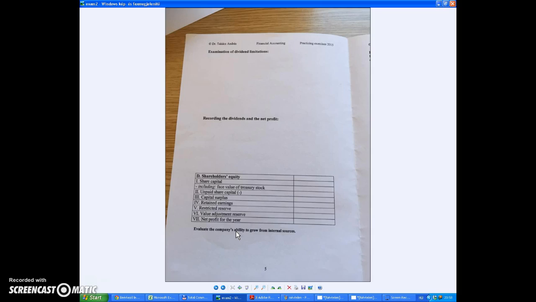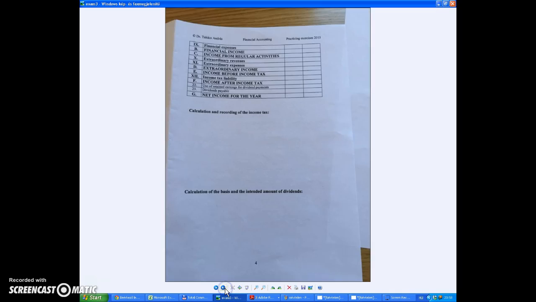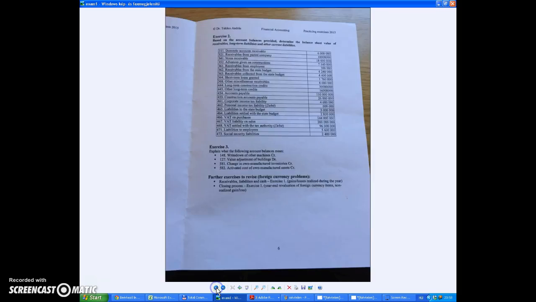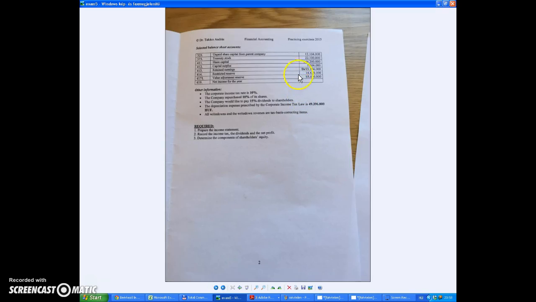We have to check the percentage of shareholders' equity to the total assets, and well, we don't actually know the total assets because we don't have balance sheet data. But we have to watch out for the company's ability to grow from internal resources. The company has negative retained earnings, so this means that the company couldn't grow from its own sources because it had a lot of losses in the past.